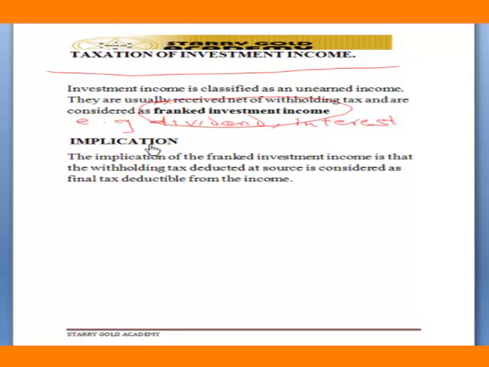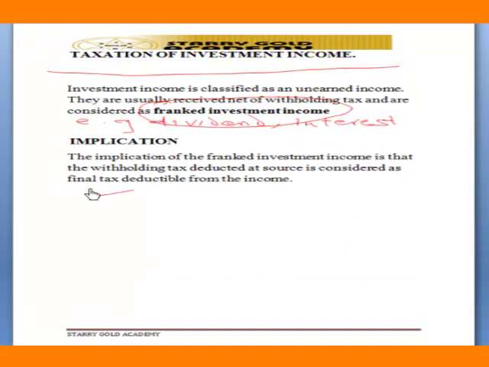Okay, taxation in the hands of an individual, be it an employee or sole trader, you bring them in. But because they have been taxed before now, you will not tax them a second time. That will amount to double taxation. So they are called franked investment income. So what do you do? The withholding tax that was deducted at source is considered as final taxation. So how do you treat that?